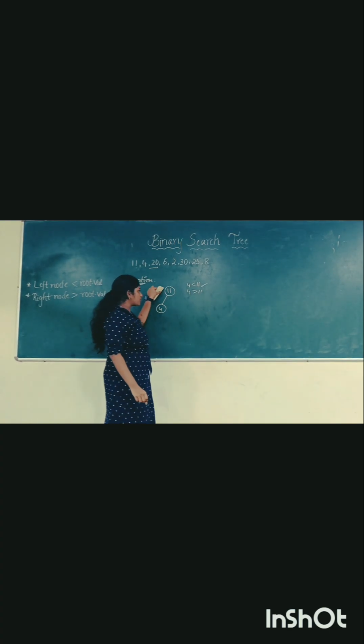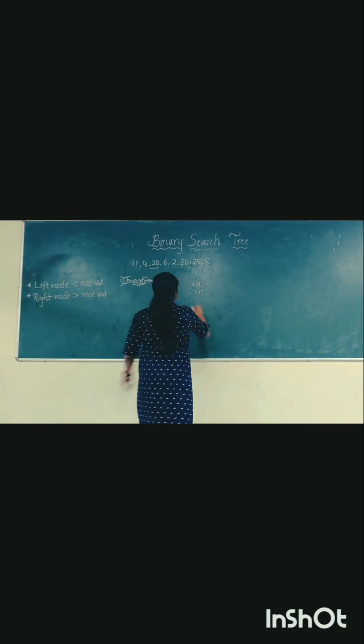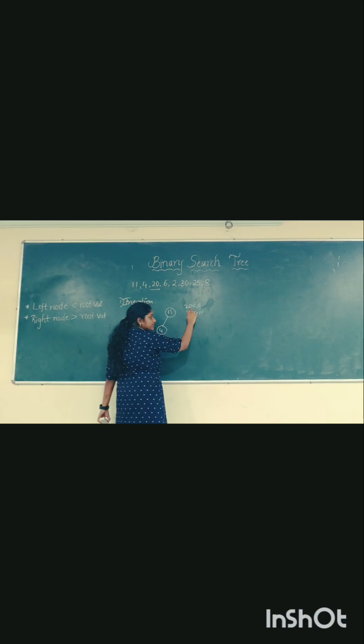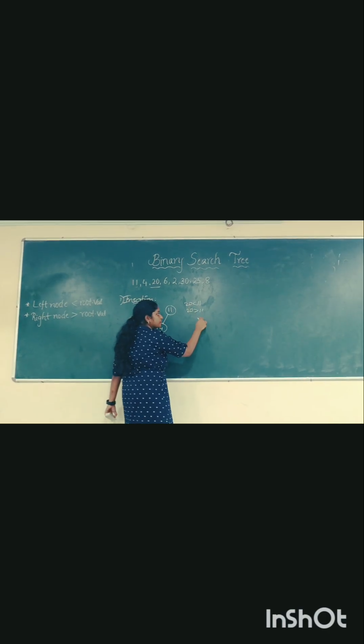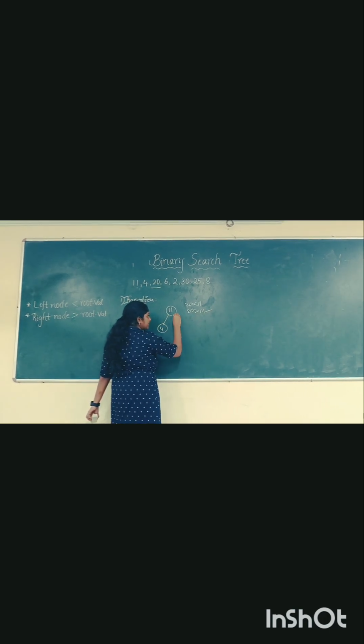And the third element is 20. So like this we also compare with the first element. Here 20, I want to check if 20 is less than 11 or 20 is greater than 11. 20 is greater than 11, right? So we should insert 20 at the right side of the 11.